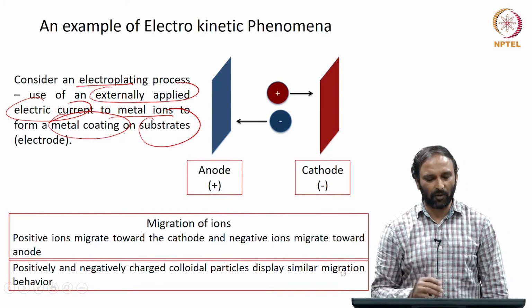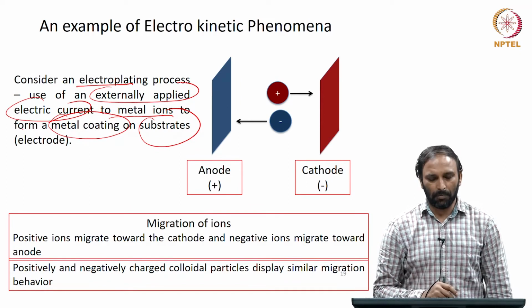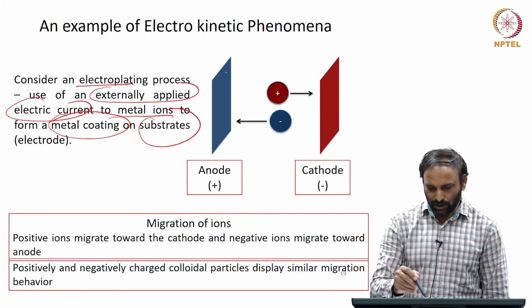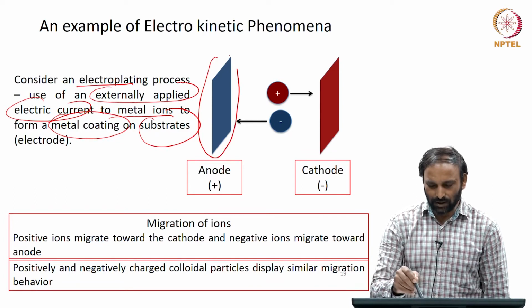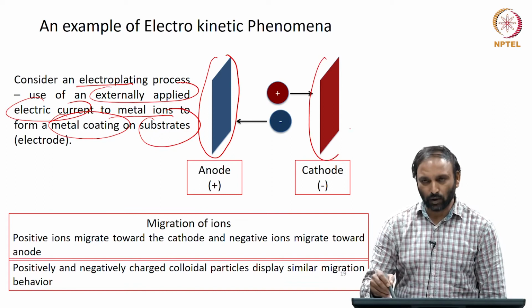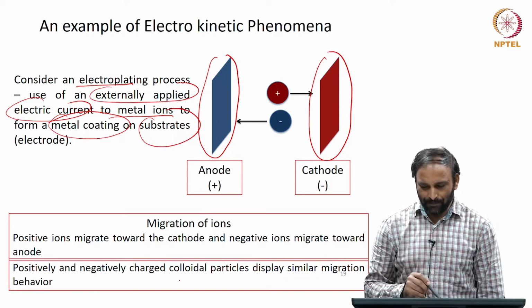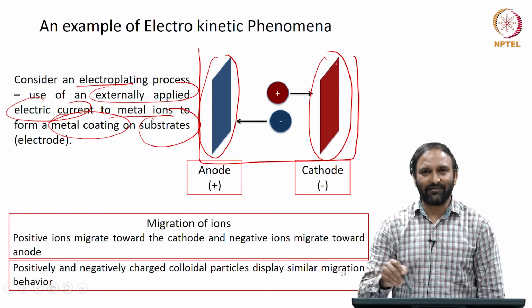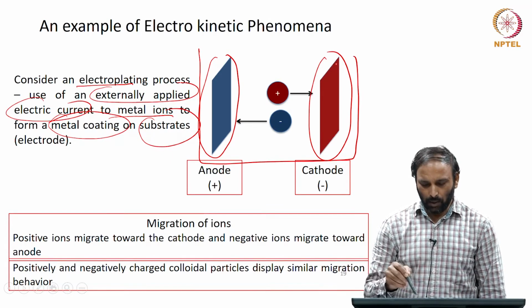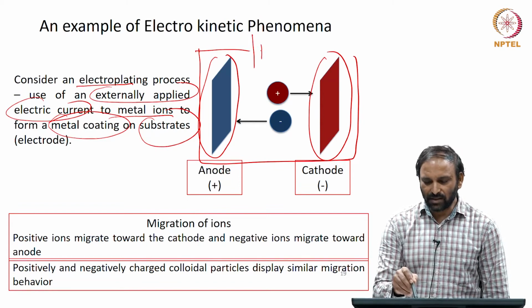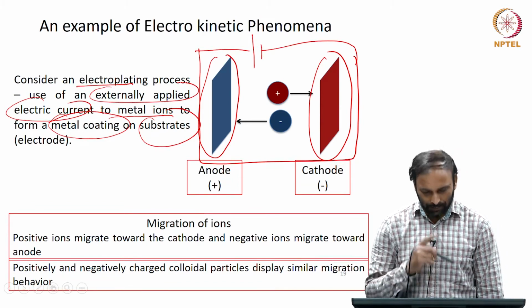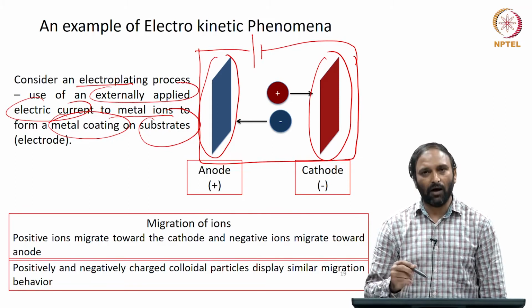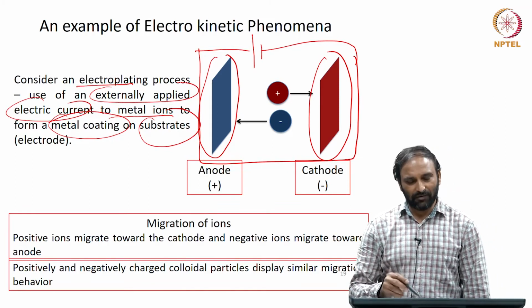So, this phenomenon is called electroplating, and a schematic that is given to you here is you have two electrodes, an anode and a cathode, and you could have this in a bath of electrolyte, and when you complete the circuit, when you apply an electric current, it turns out that there is migration of ions to different electrodes.